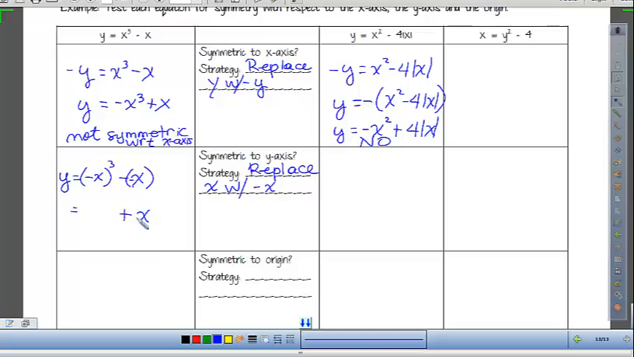And then here, this is what? Negative x cubed. Right? Negative 1 times negative 1 times negative 1 leaves us with that negative. And so is that the same? No, it's not the same as the original equation. So still not symmetric with respect to the y-axis.